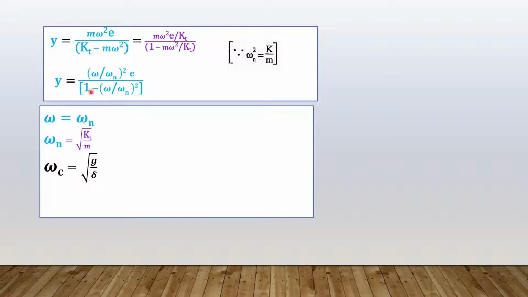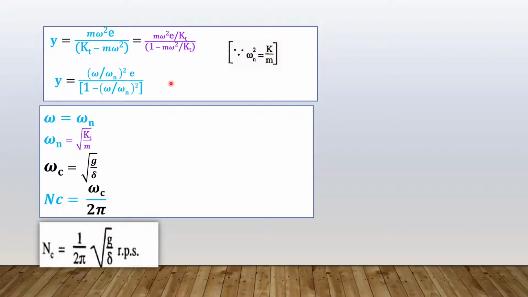Okay, here 1 minus this 1. So y tends to infinity. That is the reason y tends to infinity when omega is equal to omega n. So it will vibrate very violently. The deflection of the shaft will be very high, and that is nothing but the critical speed or whirling speed, and that we can calculate.